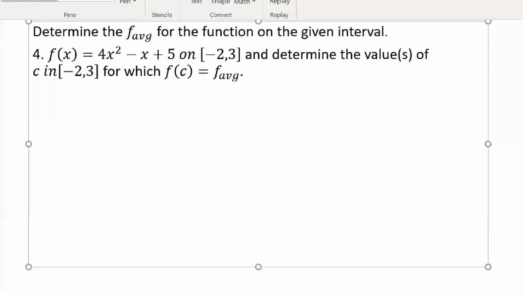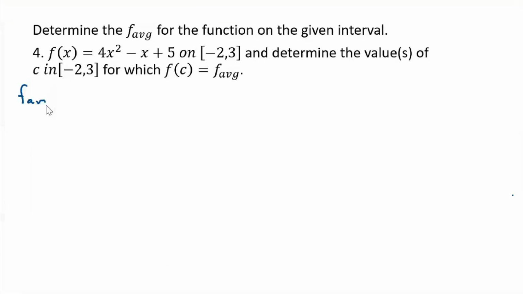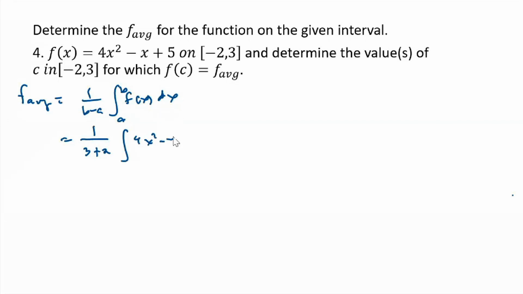I will write now the formula for the average function value. The average function value is equal to 1 over b minus a times the integral of f of x dx evaluated from a to b. So we have 1 over, your b is 3, minus negative 2, so it becomes positive 5. The integral of 4x squared minus x plus 5 dx evaluated from negative 2 to 3.